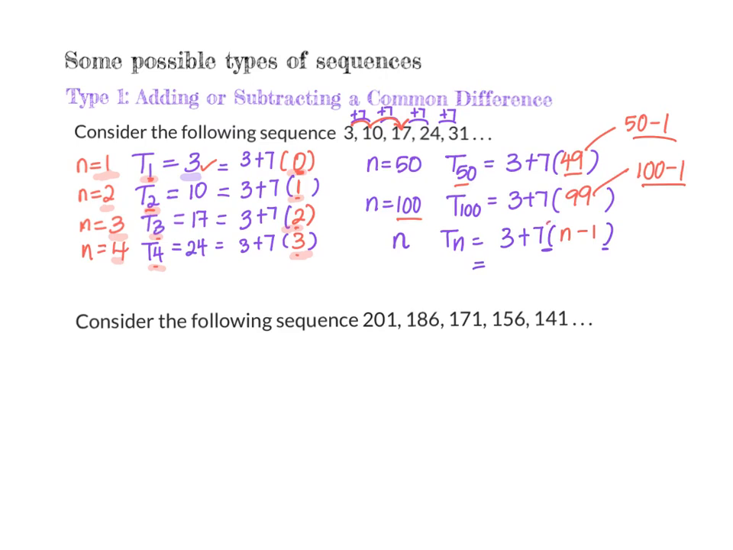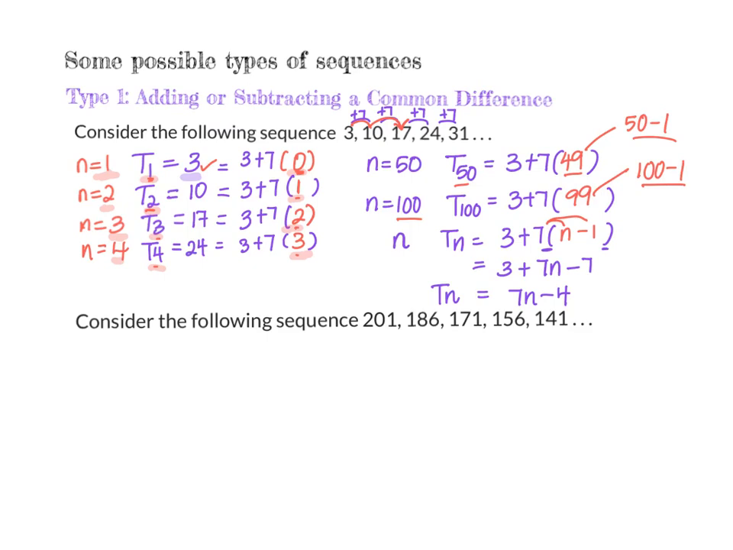Well, we have to expand and simplify the brackets. So we're going to multiply it inside. We'll take 3. 3 is on its own. But 7 is multiplied to n. So I have 7 groups of n and 7 groups of -1, which gives me -7. And in this case, the formula will be 7n minus 4. So therefore, the general term will now be Tn equals to 7n minus 4.